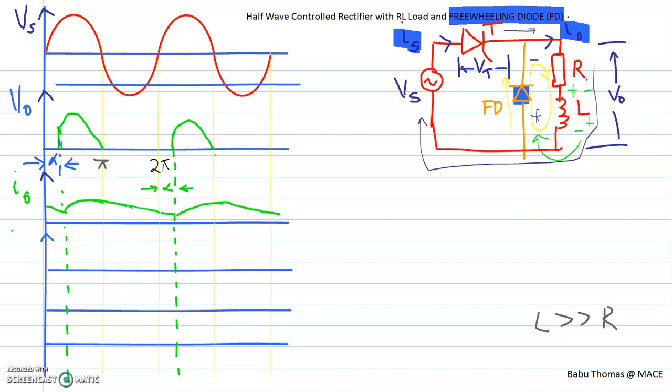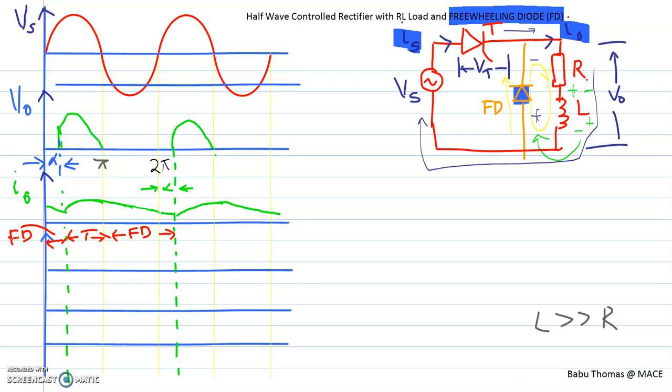So here we will be plotting the conducting paths of this particular current. The thyristor is conducting during this particular period. So this is nothing but the conducting period of your thyristor T, and the freewheeling diode will be conducting in this other part. So from alpha to pi, T will be conducting, and again from pi to 2 pi plus alpha, the freewheeling diode will be conducting.